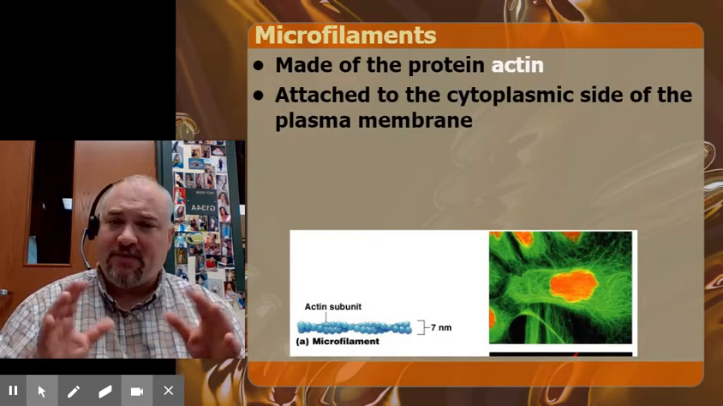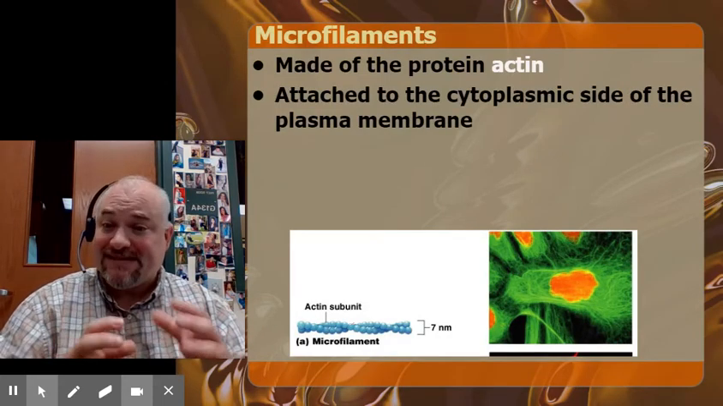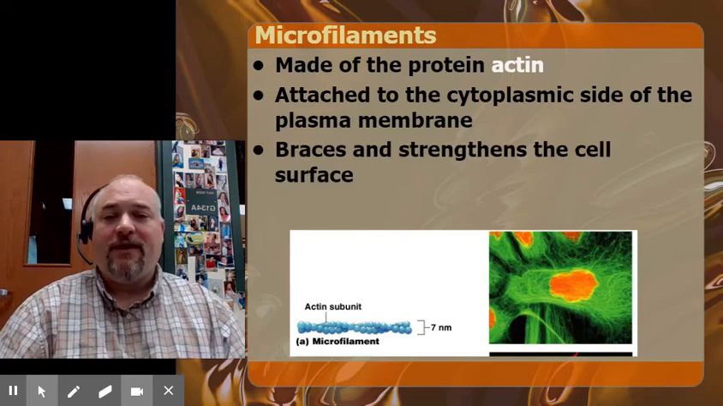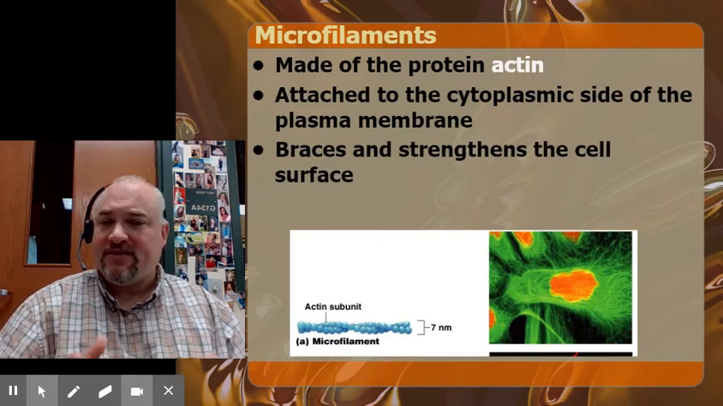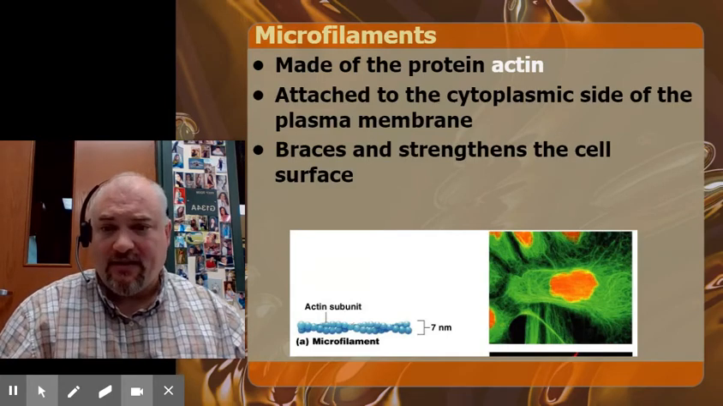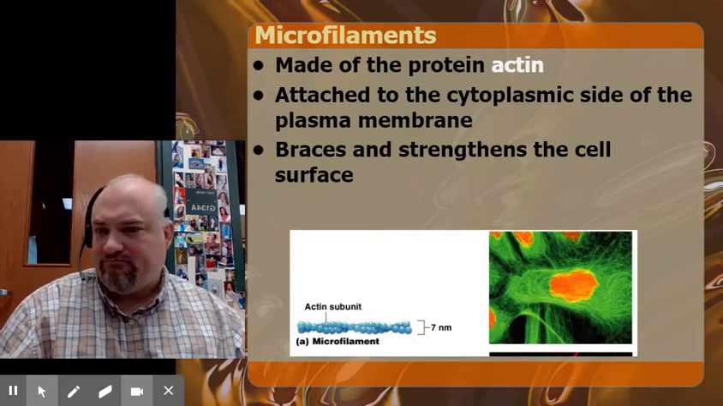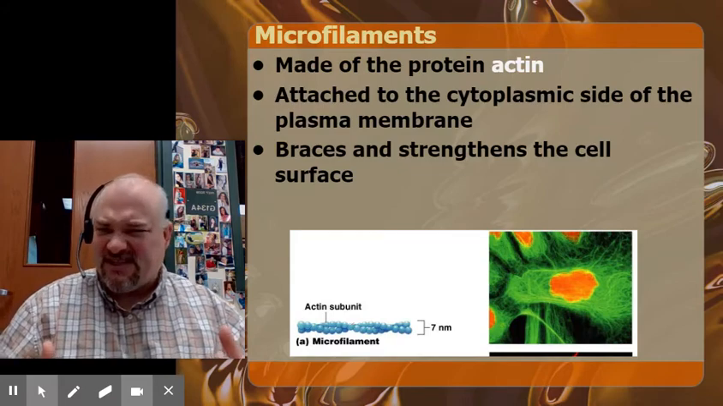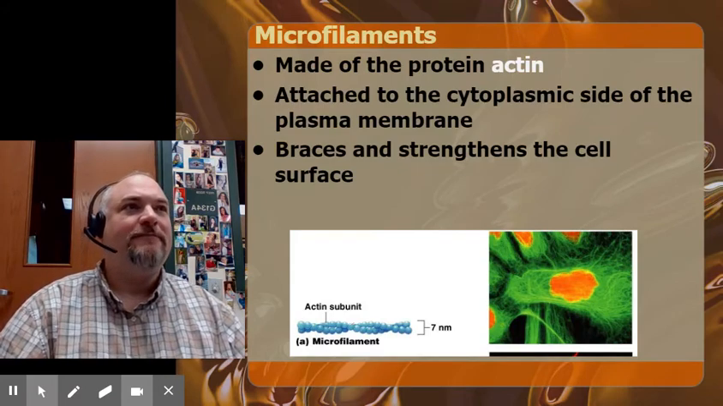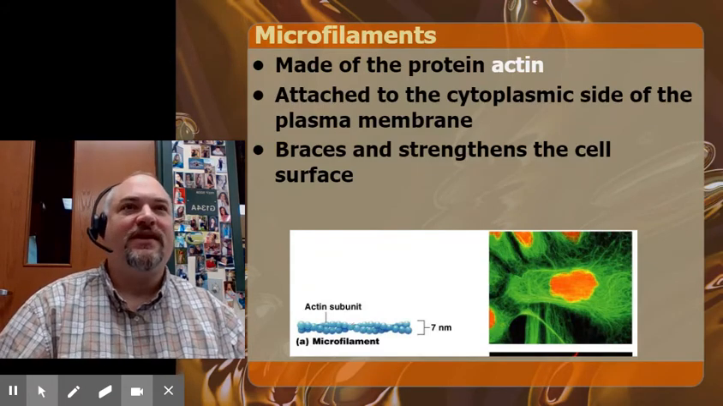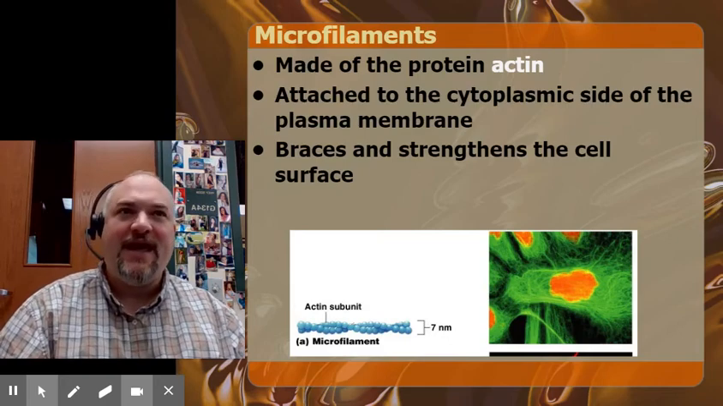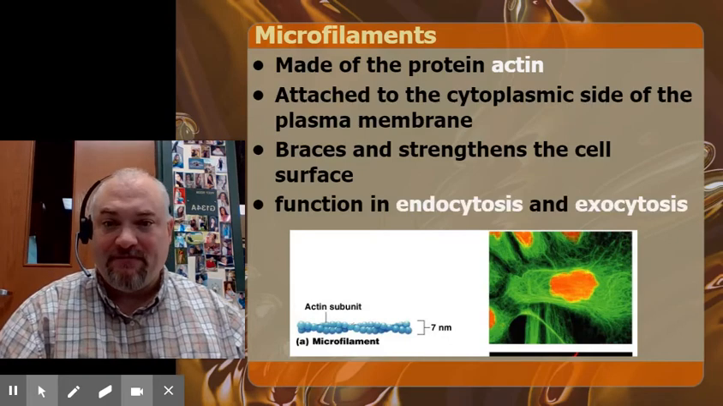Microfilaments, the one made with actin, which is part of the muscles, remember. These are attached to the cytoplasmic side of the plasma membrane, meaning the inside of the plasma membrane. So they brace and strengthen the cell surface because they're there, make it a little tougher and not too squishy. Okay, so it's a little bit stiffer, more like a weak plastic than, say, a wet tissue or something.